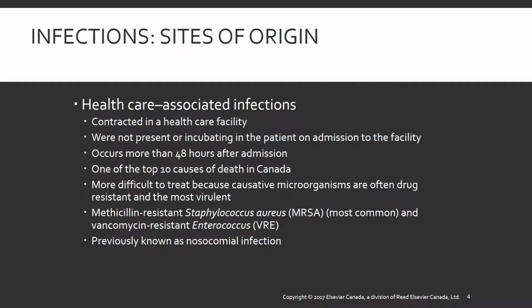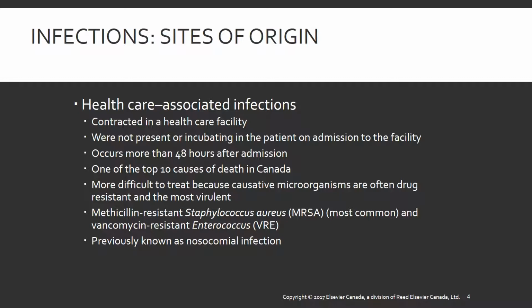So sites of origin of infections. Specifically, we all know the infamy surrounding healthcare and the associated infections that go along with healthcare. So these are infections that are contracted in healthcare facilities. They were not present upon admission to the facility, okay? And it has to occur after 48 hours past admission because you could have an incubation period, at which point they were admitted with said infection and it just wasn't measurable at that time. So it is one of the top 10 causes of death in Canada. That's specifically hospital-acquired or nosocomial infections, okay?